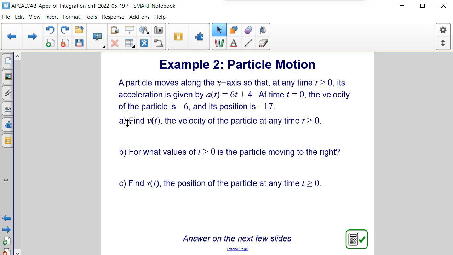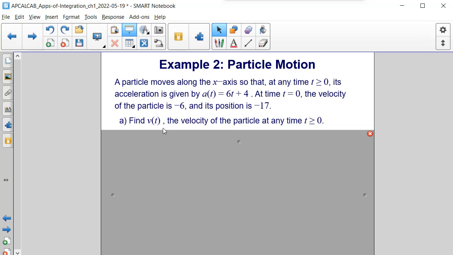We're going to accomplish these three tasks. First one, find v of t, the velocity of the particle at any time t being greater than or equal to 0. Then we're going to determine for what values of t that are greater than or equal to 0 is the particle moving to the right. And then we are going to find s of t, the position of the particle at any time t being greater than or equal to 0. Let's get started.